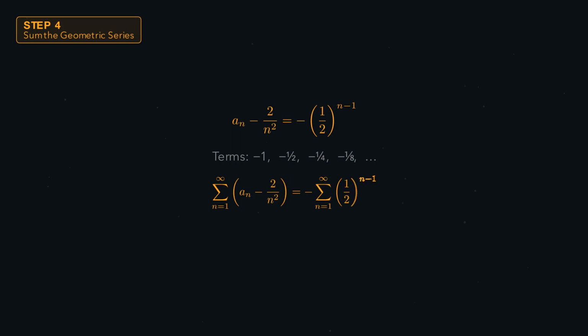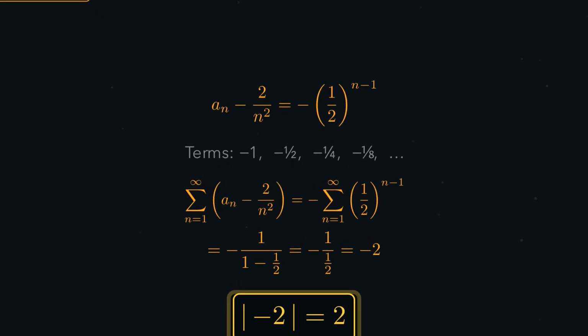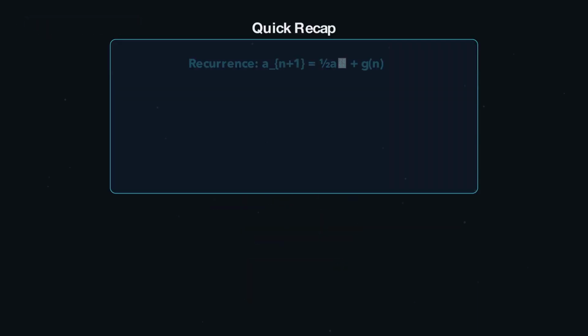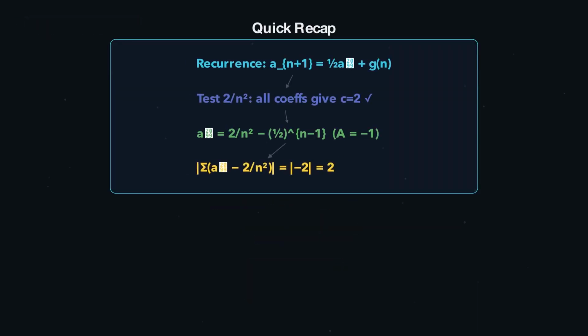Applying a1 equals 1 gives us a equals -1. So a sub n minus 2 over n squared equals -1/2 to the n minus 1. A geometric sequence. The infinite sum has first term 1 and ratio 1/2, giving -2. Taking the absolute value, our final answer is 2.